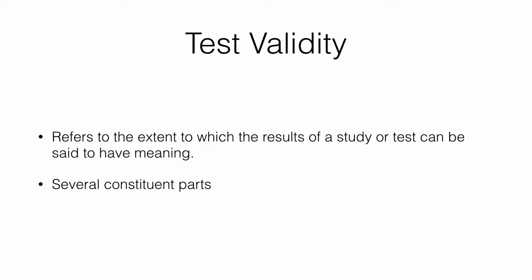Test validity is composed of several constituent parts, which we're going to go through. Test validity refers to the extent to which the results of a study or test can be said to have meaning. So let's look at an example. Suppose we are measuring the intelligence of people. We might use an IQ test. We could therefore argue, because we're using an IQ test that's established, that it has high test validity because it is a well-established test.